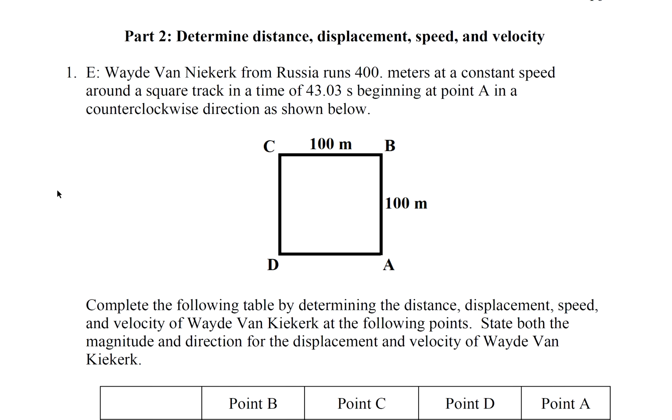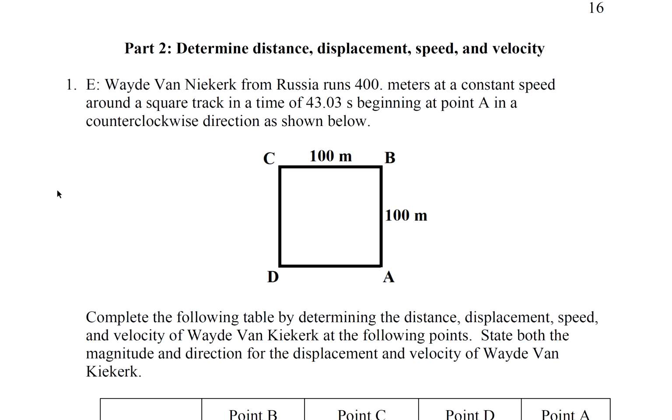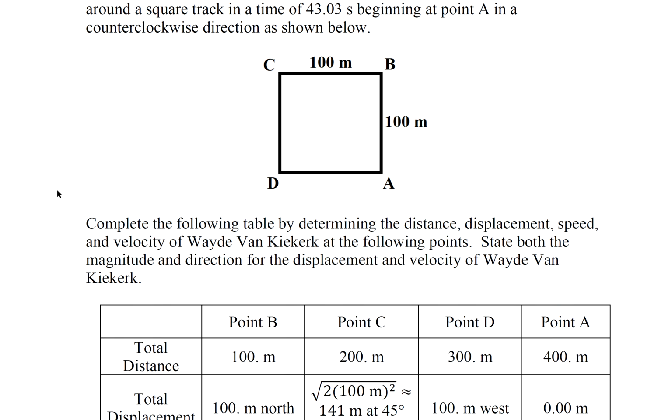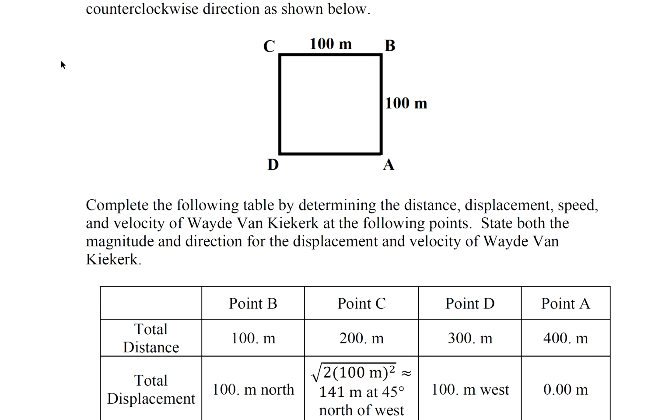So now let's determine distance, displacement, speed, and velocity. Somebody runs from point A to B to C to D back to A at a constant speed in 43.03 seconds. So the total distance traveled from A to B is 100 meters. From A to B and B to C is 200 meters. A to B, B to C, C to D is going to be 300 meters. And finally, A to B, B to C, C to D, D to A is going to be 400 meters.